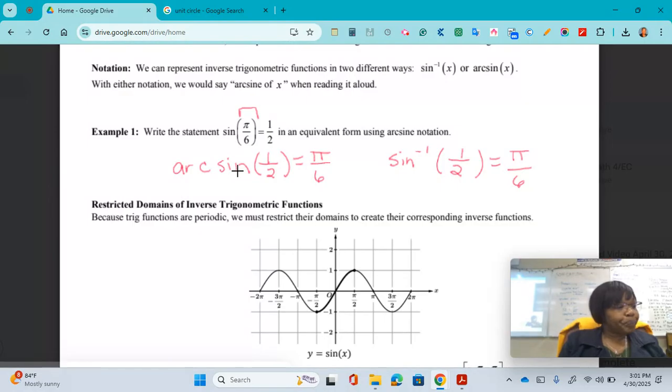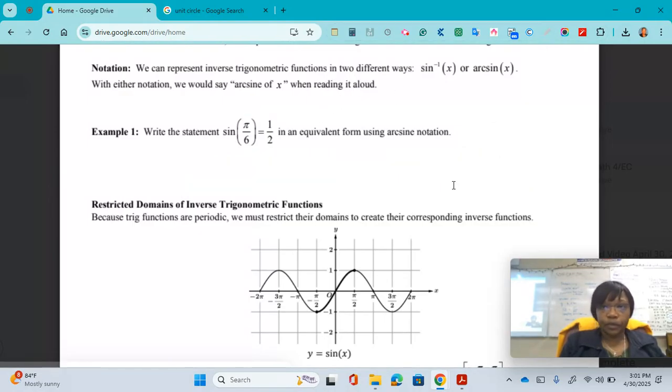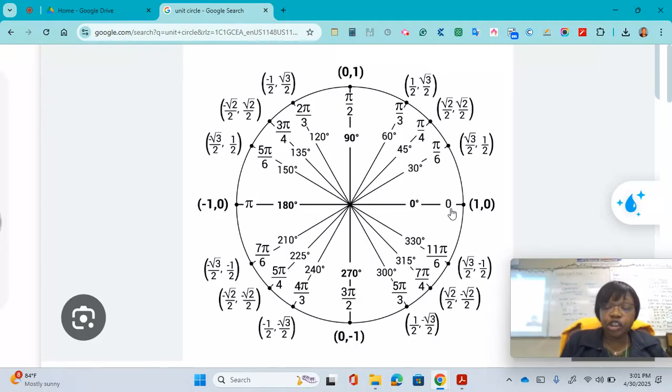Any questions on this? Where do you output your x at? Sine is the y value, so usually my x is my angle. But if I'm using arc sine, I input my y value to output my angle.